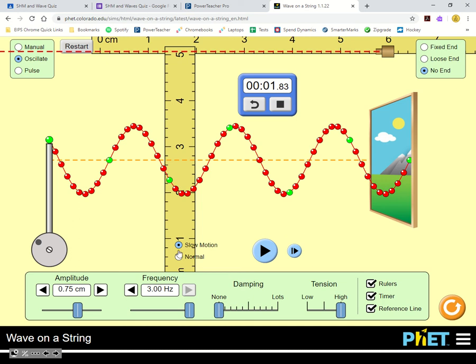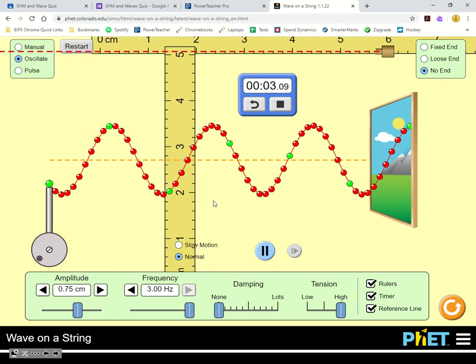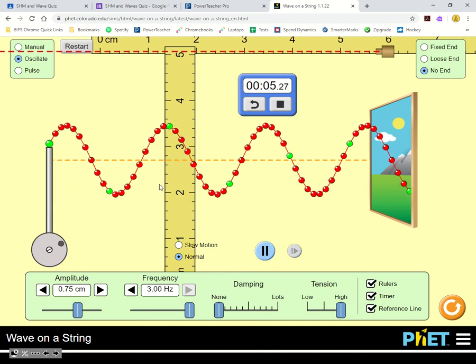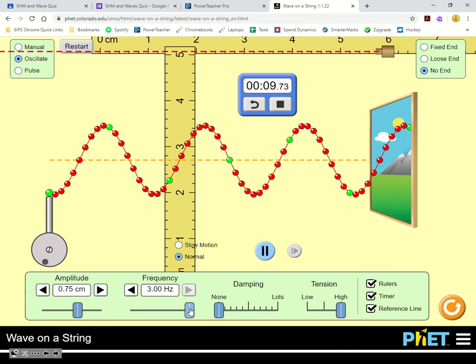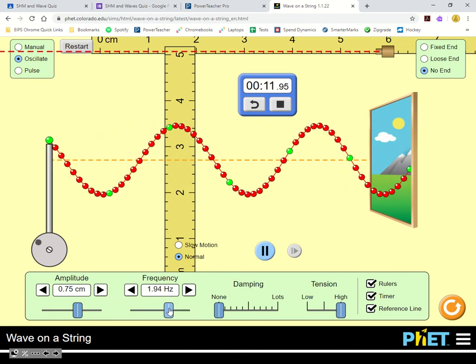And what I want you to look at is, now this is regular motion. So if we have our frequency at 3, I'm going to lower our frequency to about 2.